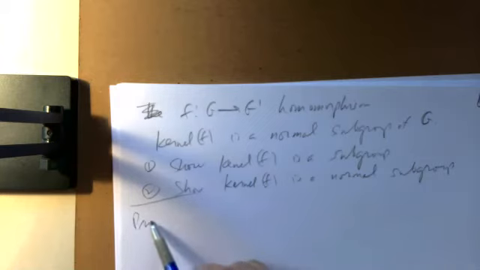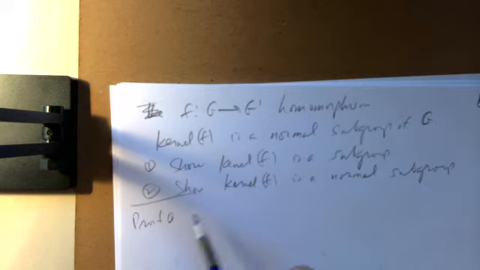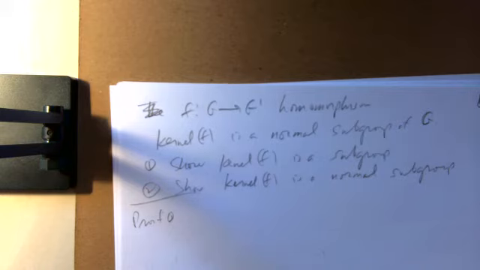So why are these statements true? How can we prove this? So proof of one. First of all, what does it mean to be a subgroup? A subset of a group is a subgroup if it contains the identity, if it's closed under multiplication, and if it contains the inverse of each of its elements.